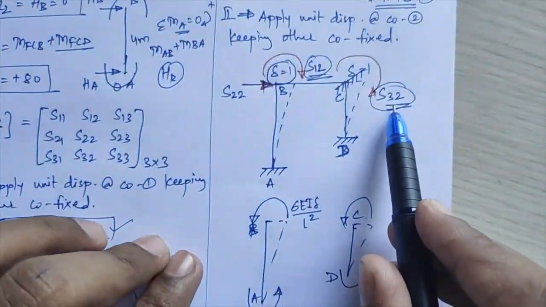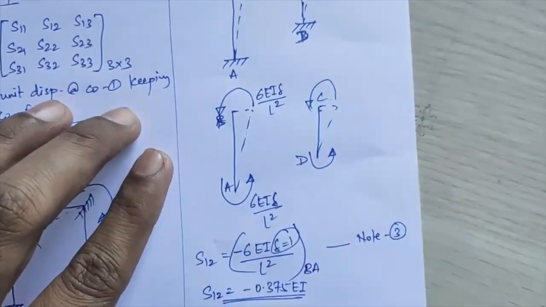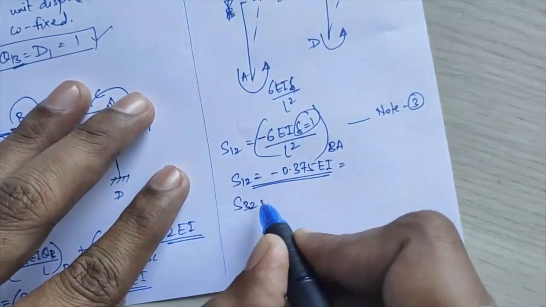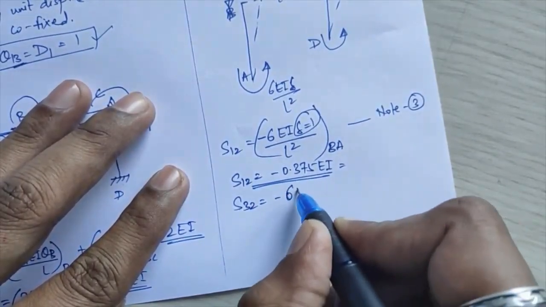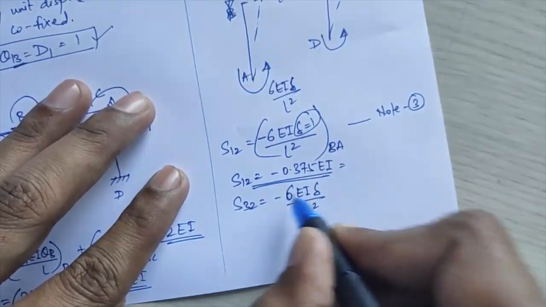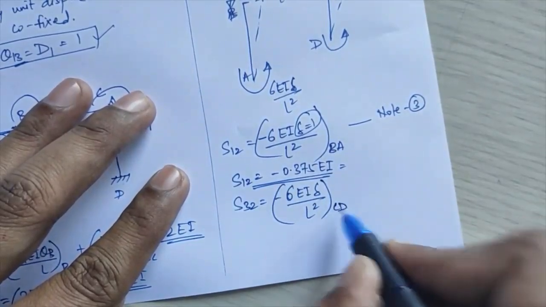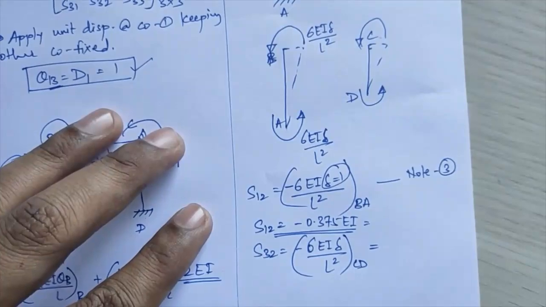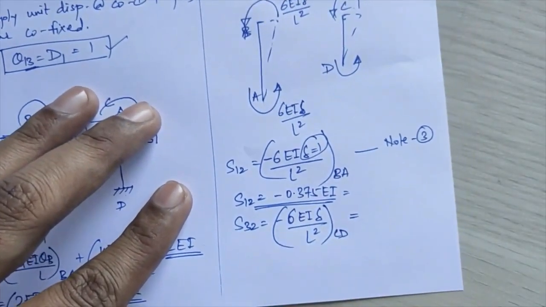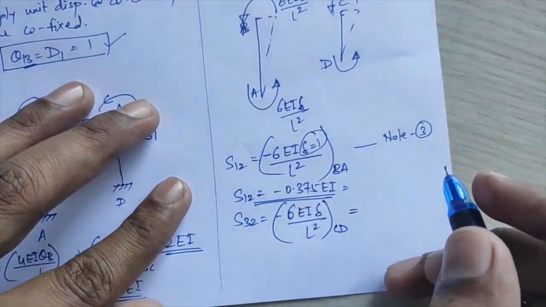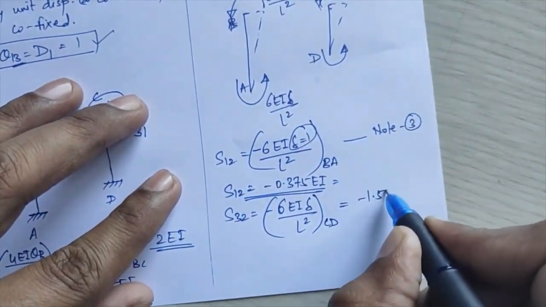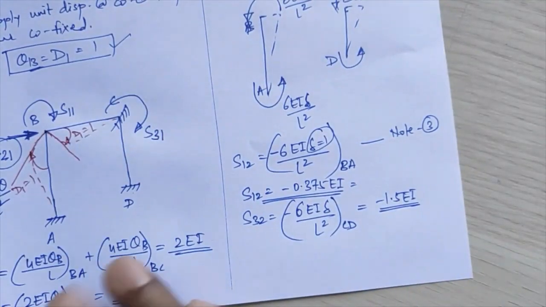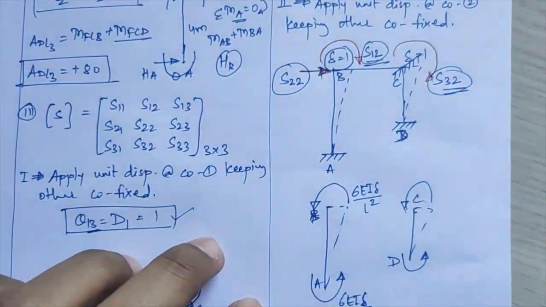Same is the case with the value of S of 3 2. That also I will get the same value. So whatever value of S of 1 2 I am getting, same will be your value of S of 3 2, that is minus 6 EI delta upon L square. Just that will be for member CD. So for CD, length of CD is 2 meters. So 6 divided by 2 square, I am getting S of 3 2 as minus 1.5 EI.